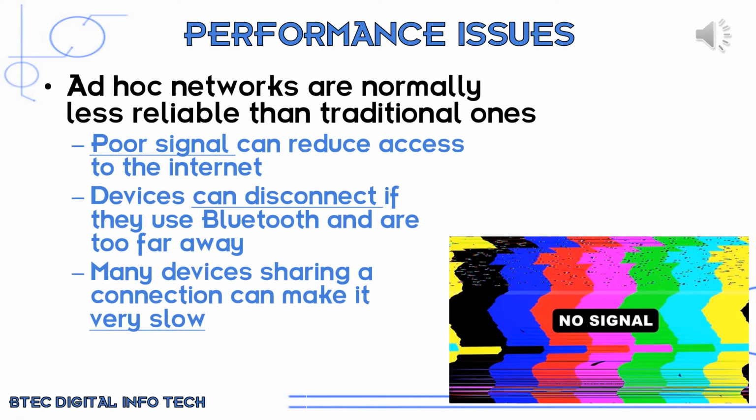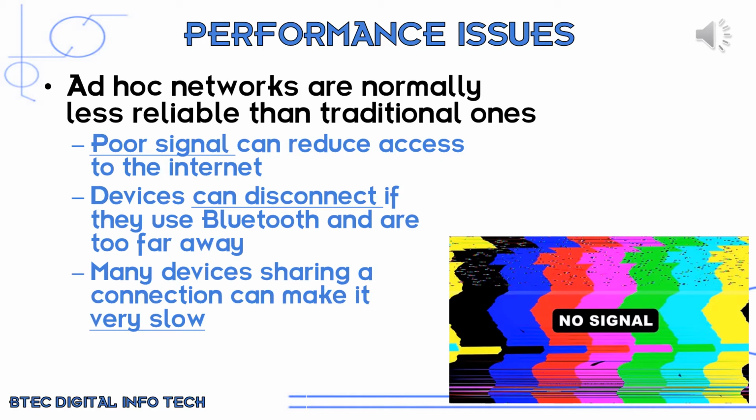So the main problem that we've got with ad hoc networks is performance issues. They're usually, I would say, less reliable than traditional networks. The main things that you suffer with are poor signal. If you've got poor signal or poor connectivity, you can obviously have a reduction in your access to the internet. You can also have where your devices disconnect. So you might have seen that in your house if you go too far away with your phone from the router, or if you move your game controller too far away from the PlayStation or Xbox, you might lose connection.